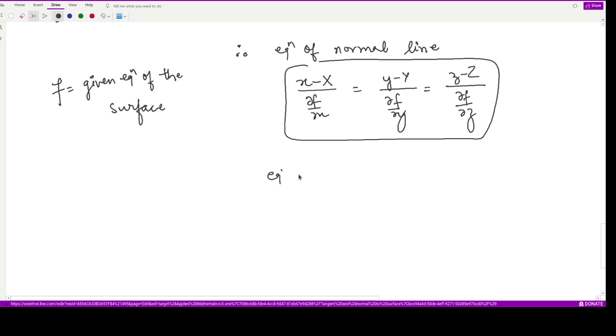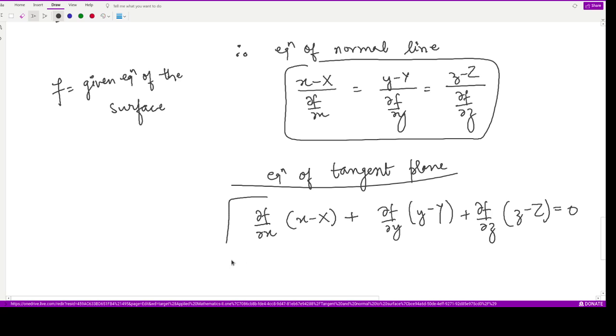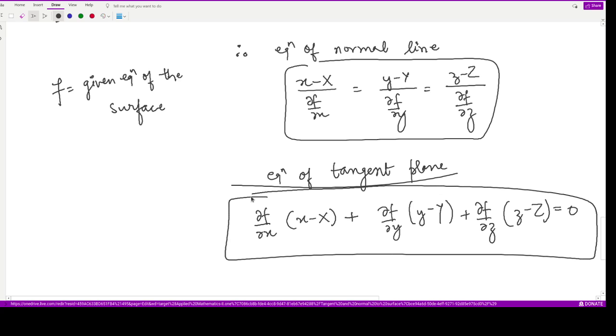The equation of tangent plane, what is this equal to? This is equal to del f upon del x into x minus X plus del f upon del y into y minus Y plus del f upon del z into z minus Z is equal to 0. So this is the equation of your tangent plane.